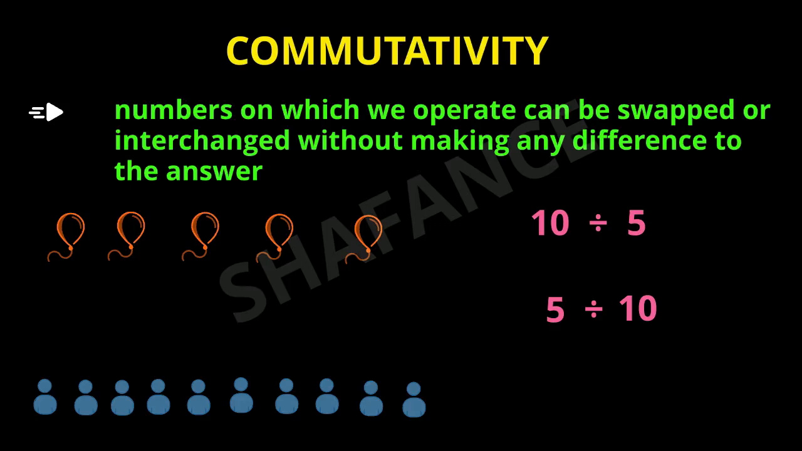So if we divide 5 balloons among 10 people, only the first 5 persons would get one balloon each. So the answer is less than 1. Each person is not getting even one balloon.